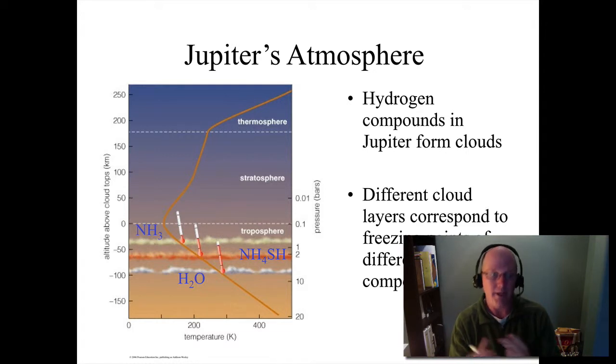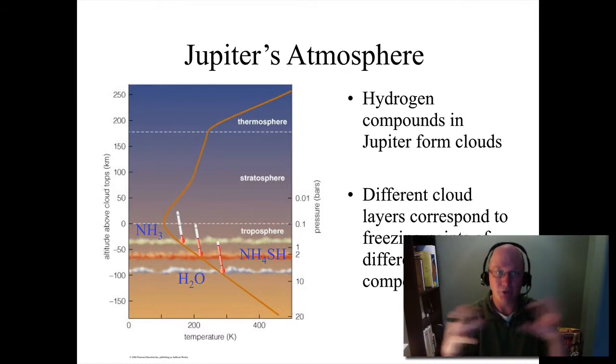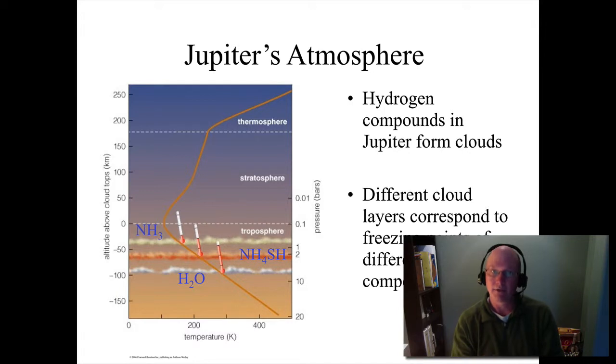On Jupiter, we have a bunch of other types of compounds. We have water, we have methane, we have ammonia, we have ammonia sulfur hydrate, something like that. Different chemical compounds in the cloud decks of Jupiter's atmosphere, and they all condense at a different temperature and pressure.